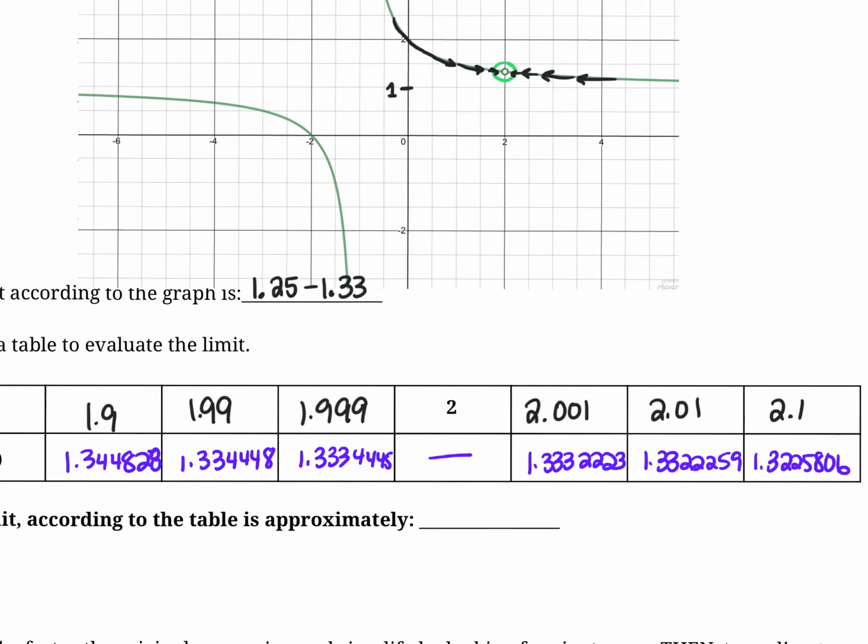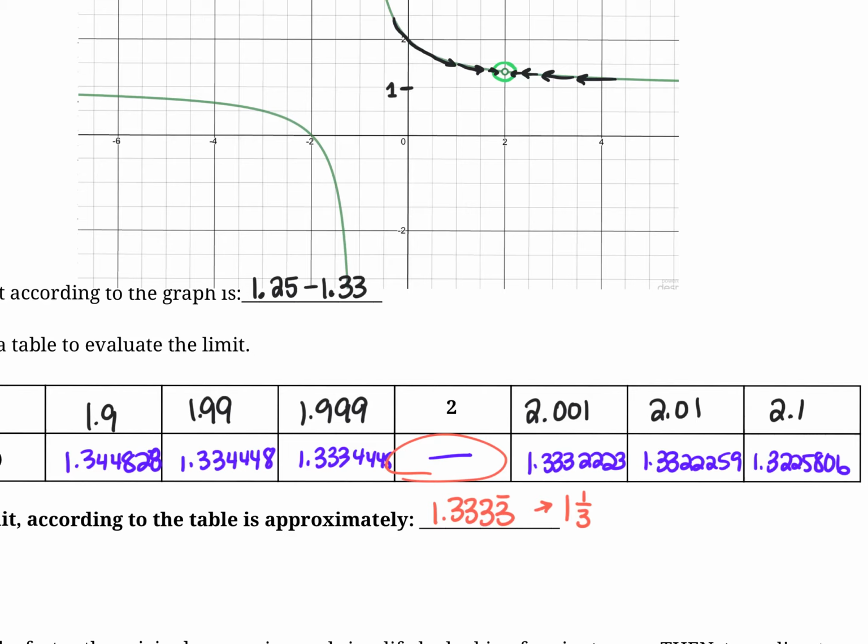Okay, so using your calculator to find those values or using Desmos to find those values, what you should see is that as we get closer and closer and closer to 2 for x, we can start to see this value for y approaching something. And what would your guess be that you would get when you arrive at 2? And using our table, you might guesstimate that it's going to be 1.3333 repeating, which we know is 1 1/3.